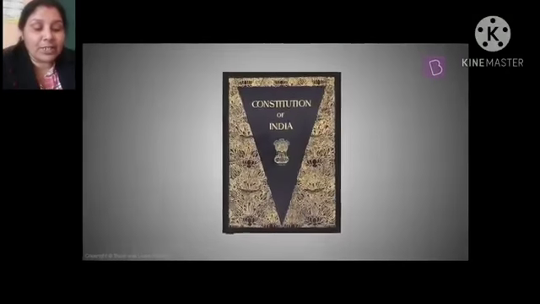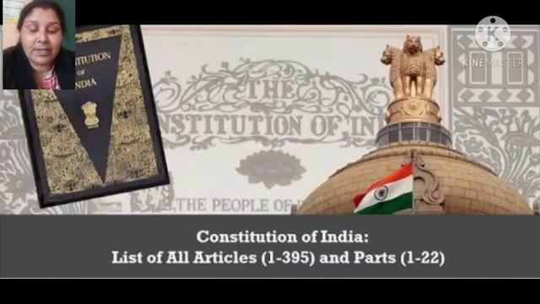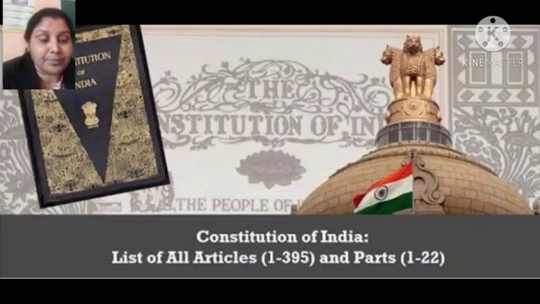Then after the Indian Constitution. The Indian Constitution is the longest written constitution in the world, which originally had 395 articles divided into 22 parts and 8 schedules. At present, our constitution contains 448 articles with 12 schedules.